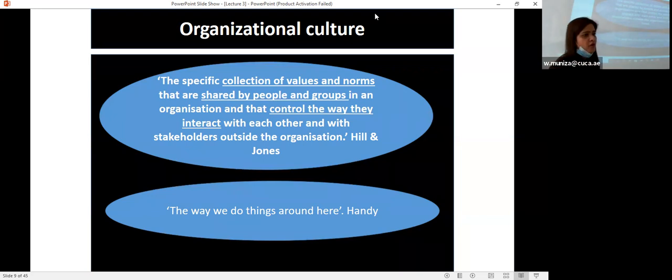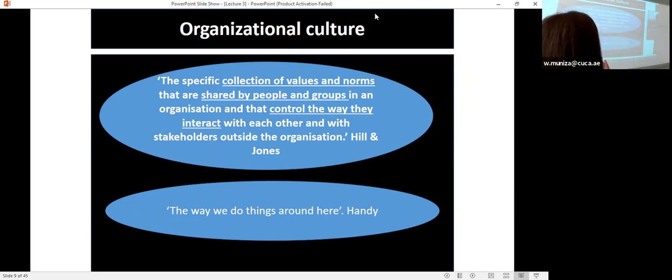But values do form or take their place by continuous following of some practice. When some individuals follow the same kind of practices in the organization over the passage of time, they become values. Norms are written things. Values, by continuity or by consistency, become part of the organization.